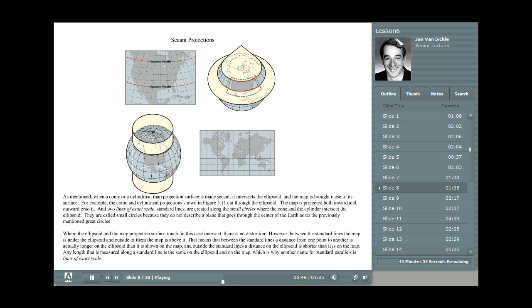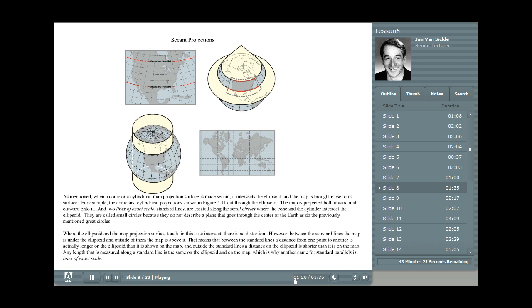That means that between the standard lines, a distance from one point to another is actually longer on the ellipsoid than it is on the map. And outside the standard lines, a distance on the ellipsoid is shorter than it is on the map. And any length that's measured along a standard line is the same on the ellipsoid as on the map, which is why they're called lines of exact scale, or standard parallels in the case of a Lambert projection illustrated up here at the top.